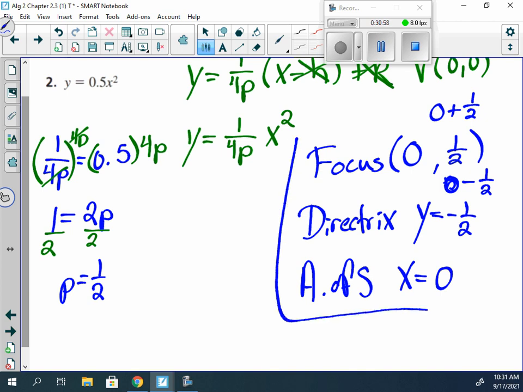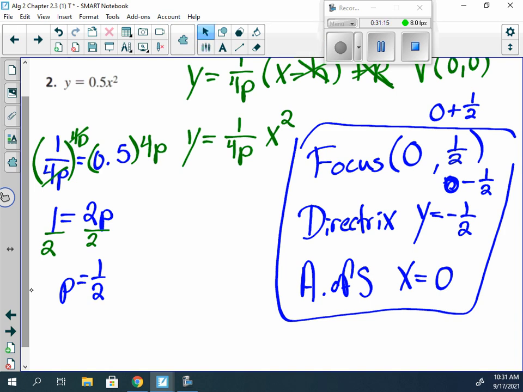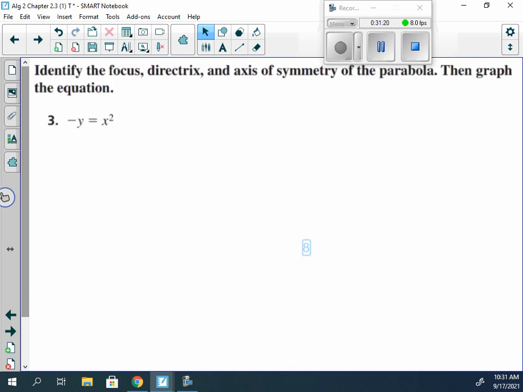So the focus will be 0, 1/2, because 0 plus 1/2 is going to be 1/2, so we have 0, 1/2. Now the directrix would be 0 minus 1/2, so it'd be negative 1/2. And our axis of symmetry is x is equal to 0. Questions on this here? Okay.